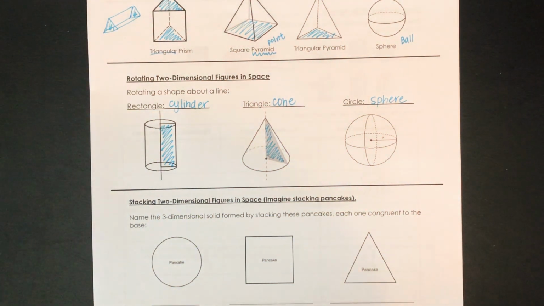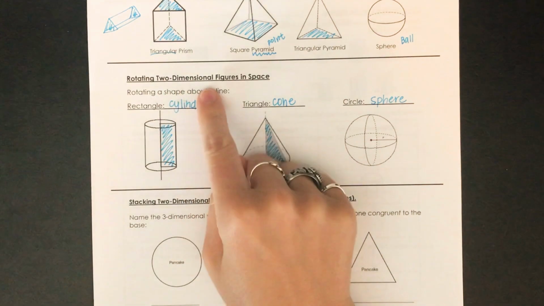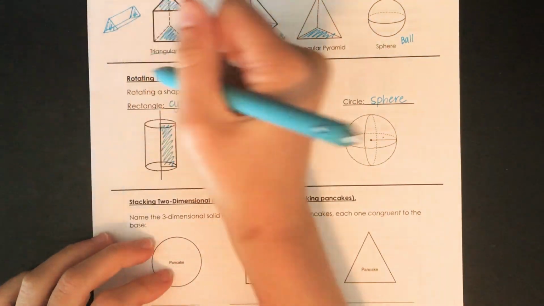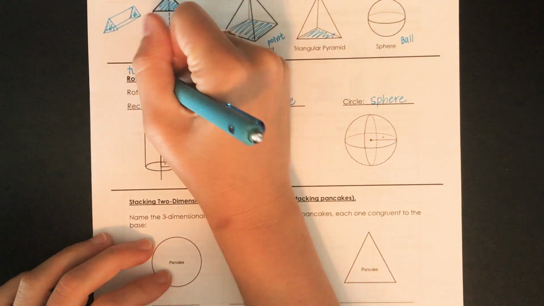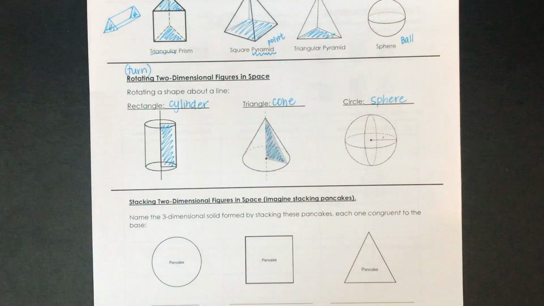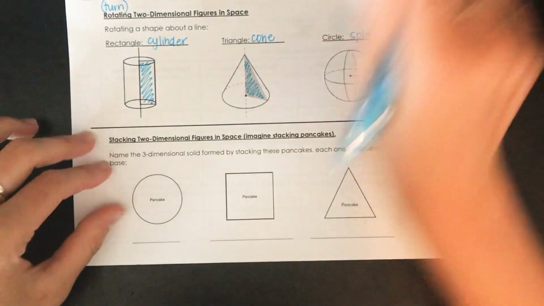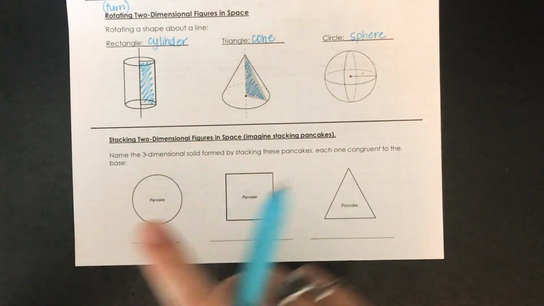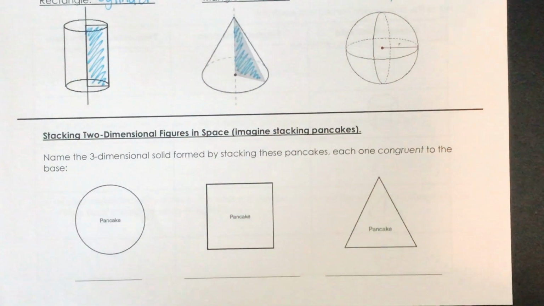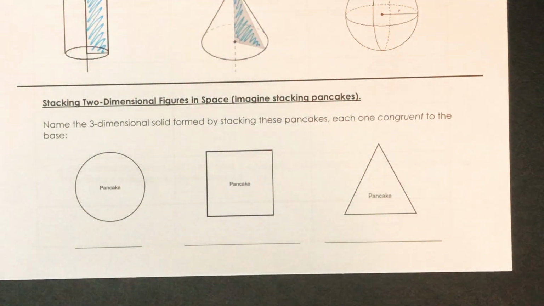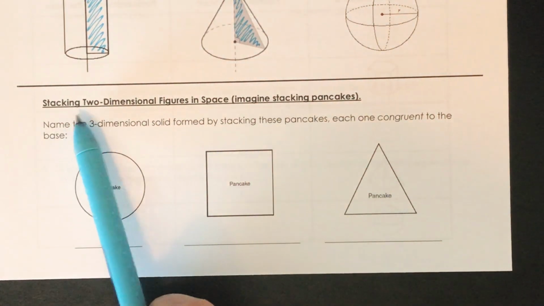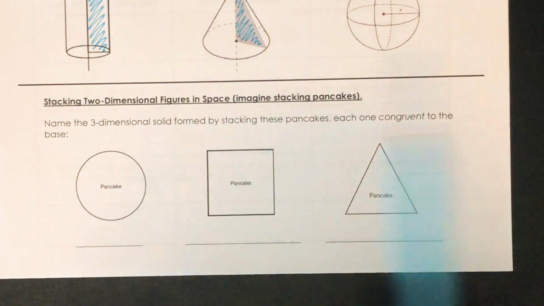Okay, that was rotating 2D figures. So rotate means to turn or to spin, right? Now, I'm going to take some 2D figures and I'm going to stack them. Stack means take one on top of the other, right? Stack them up. So if I stack some 2D figures, right?